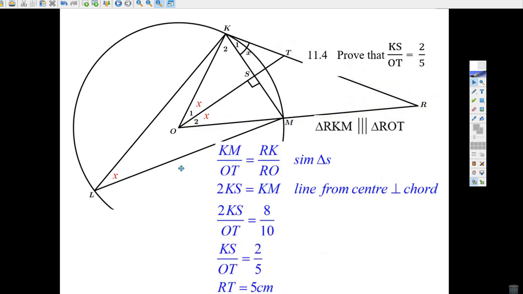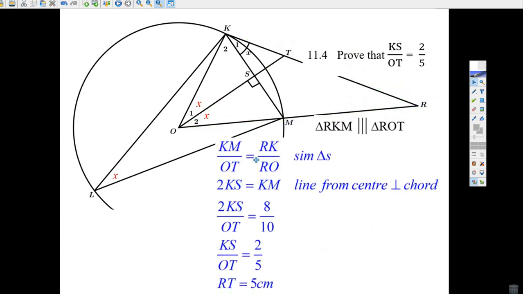Now the last part's a little bit tricky because you're going to work with these similar triangles. We're going to prove that KS, the ratio of KS to OT, is 2 to 5. It is a little tricky. We go back to this thing and I can make this ratio, KM with OT, is the same as RK with RO. So we start with that. But hang on a sec. 2 of these KS's is equal to KM. Oh, that's the big trick. You see, instead of KM, we can put 2KS.